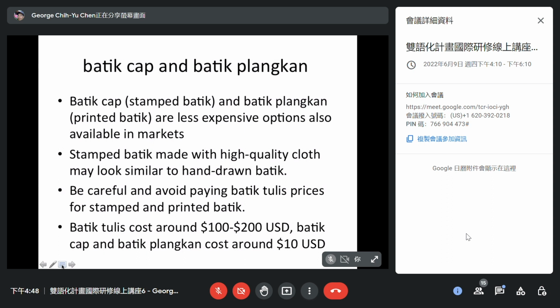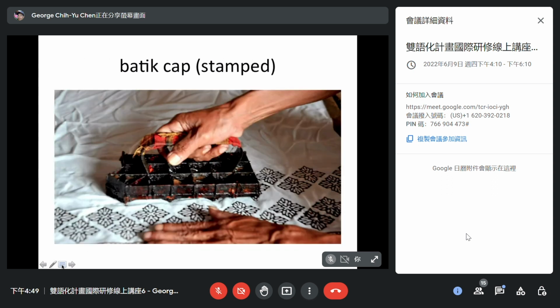It's quite important to know the difference because when I was there, I was quite confused because a lot of people said, yeah, this is batik tulis, look at the quality. But just like it says here, a lot of batik cap is made with 高品质的布. So you will think, oh yeah, maybe they are batik tulis. So in the next slide, I will show you batik cap.